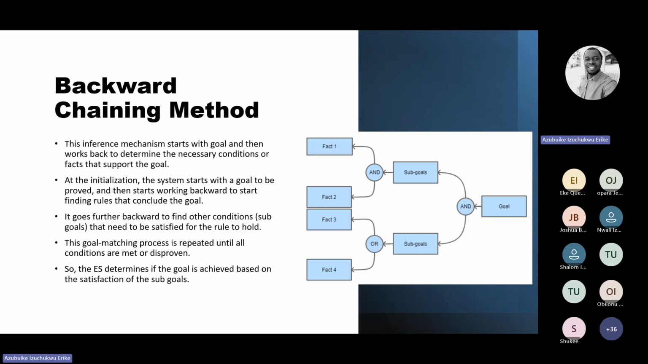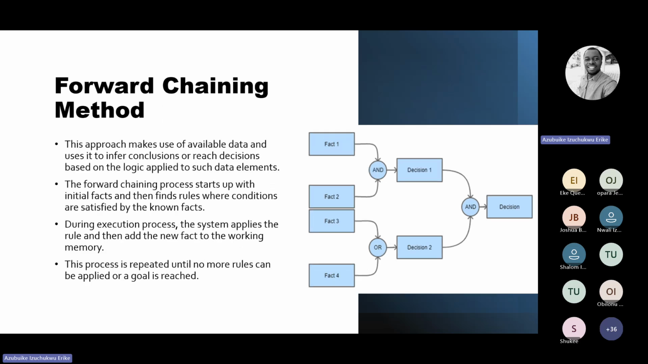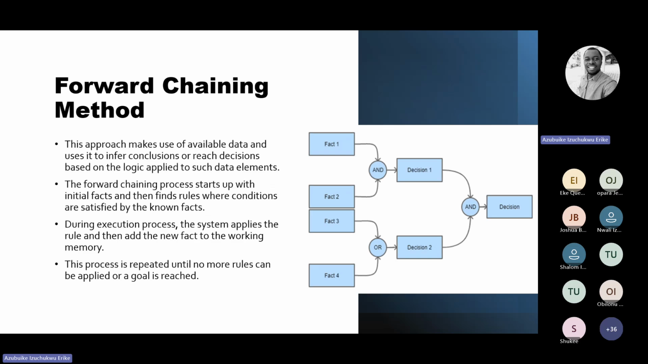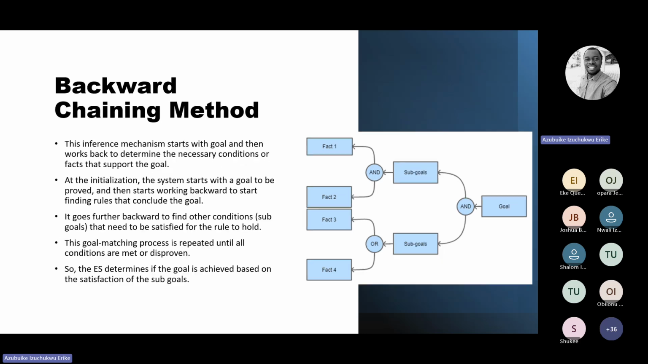Now, I want you to pay very good attention to these two diagrams. They look alike. But one of the mistakes that students make, when I give this as an exam question, is that they forget the direction of the arrows. They forget the direction of the arrows.